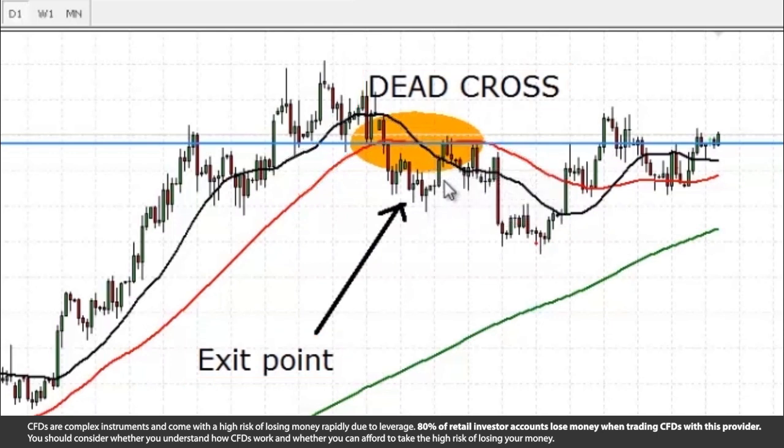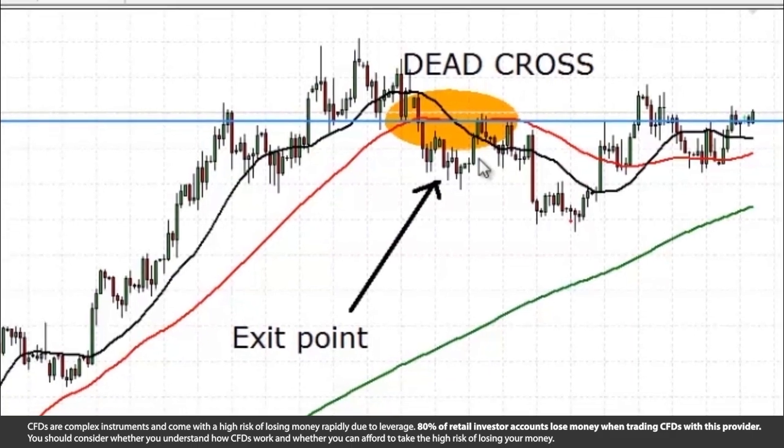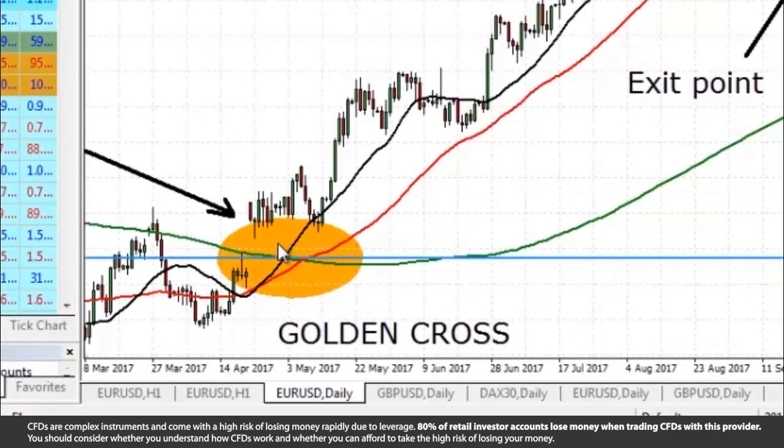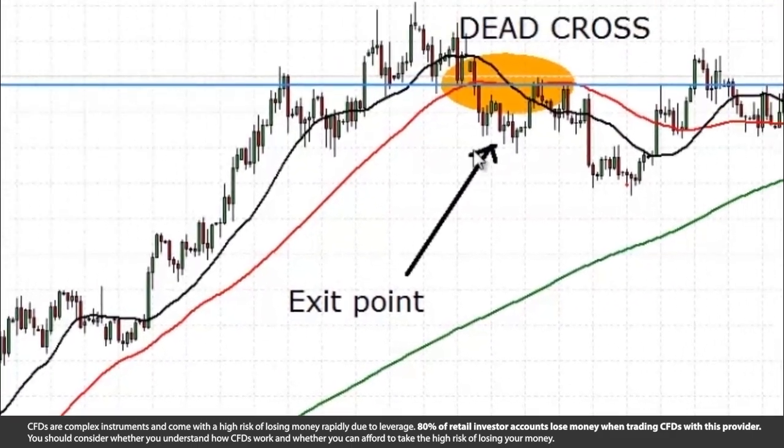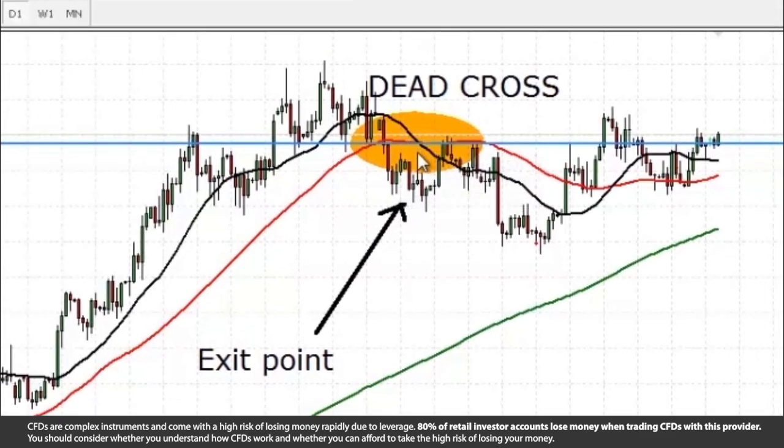This line can be used to set the stop-loss order if we had entered a buy position somewhere around here. In that case, the stop-loss order would be set at the level of the 200 daily SMA.